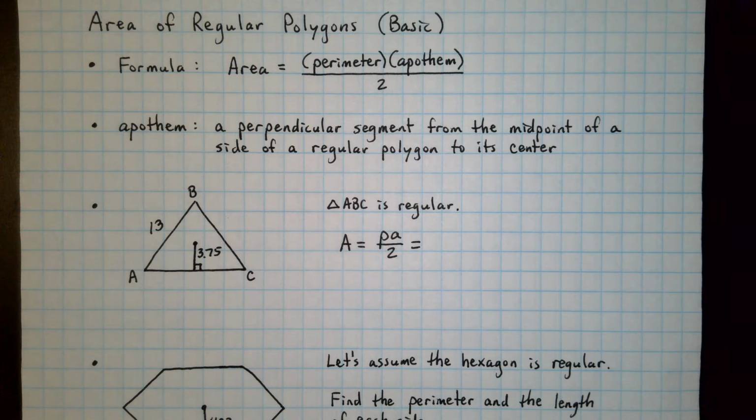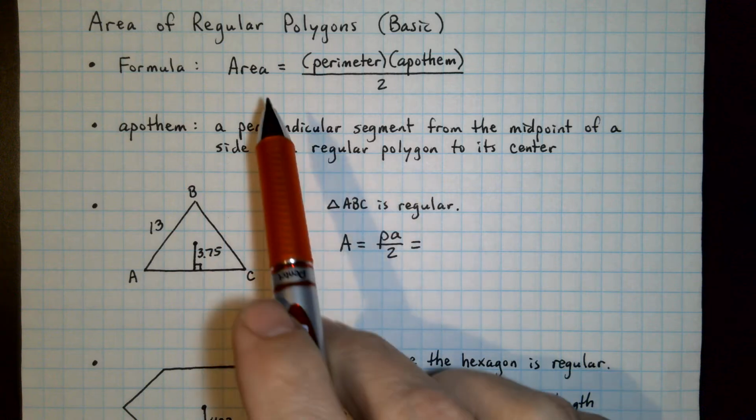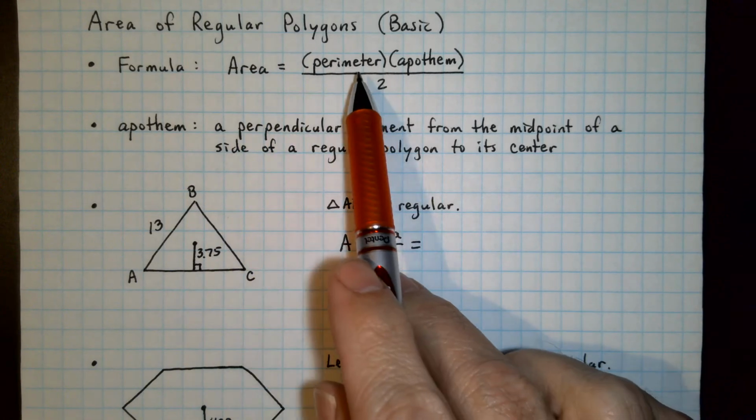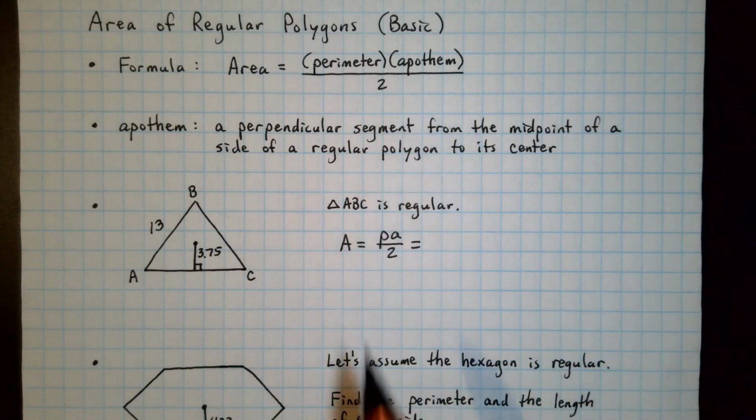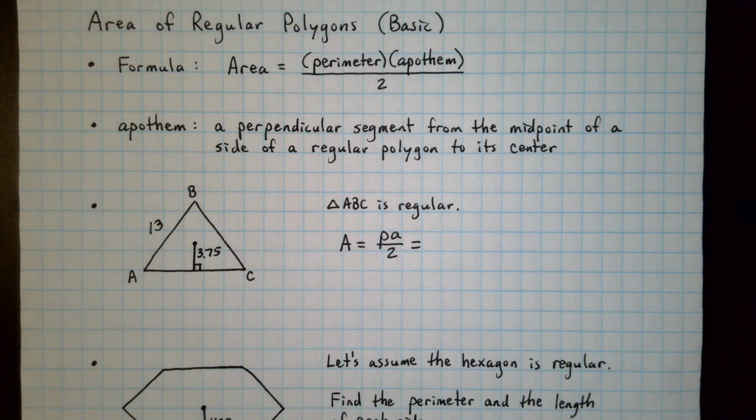Welcome back. We're going to find the area of a couple of regular polygons today, and these are going to be basic problems. Our formula: area is equal to perimeter times apothem divided by 2. You might ask what the apothem is.